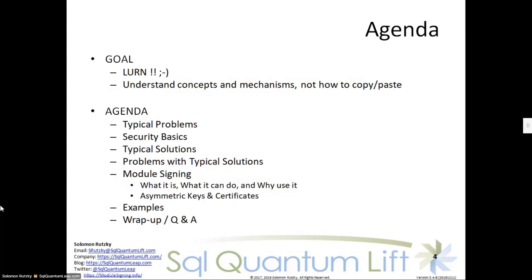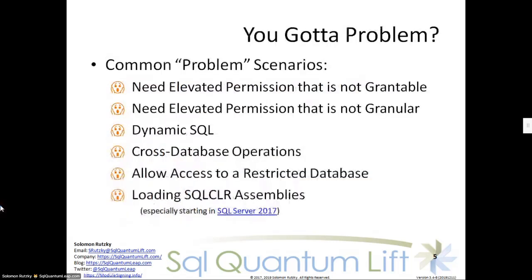So we'll start talking about typical problems that people have, the basics of security, and the typical way people solve those problems, what's wrong with those typical methods, and then we'll get into module signing and why that's better. And I do have some examples to walk you through. And as always, if there are questions, please go ahead and ask them in chat, and Kevin will go ahead and relay those throughout.